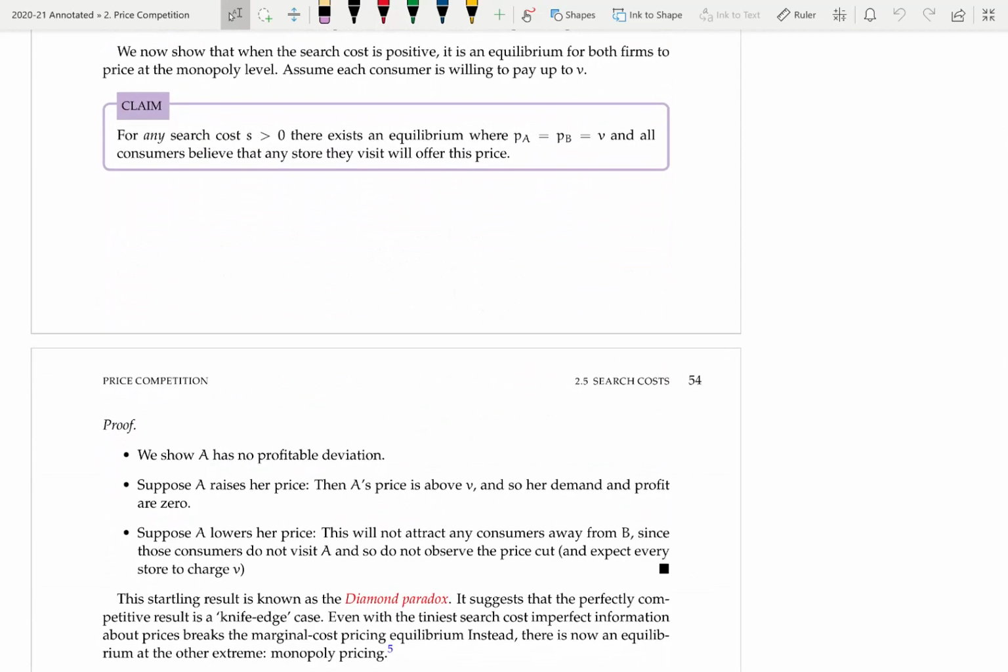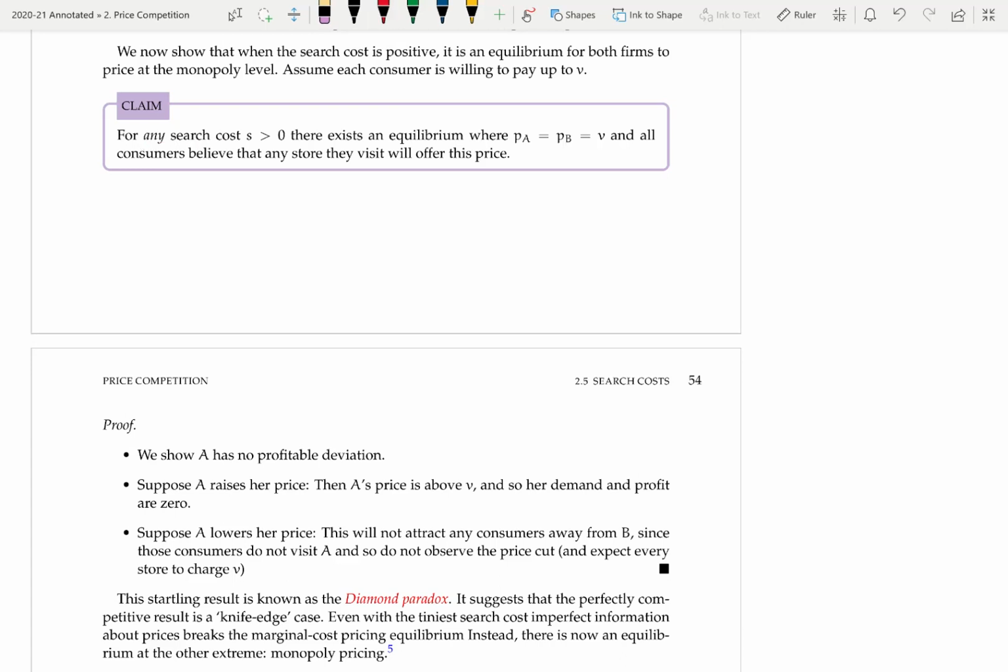What is the Nash equilibrium? Well, now we're going to show that when the search cost is positive, it's an equilibrium for both firms to price at the monopoly level. Here we're going to assume, as we did with the model with switching costs, that each consumer is willing to pay up to V. If the price is less than V, they buy a unit, otherwise they don't. One thing to stress here is that in contrast to the case with switching costs, we're not assuming that the search cost is above some value, we're just assuming that it's positive.